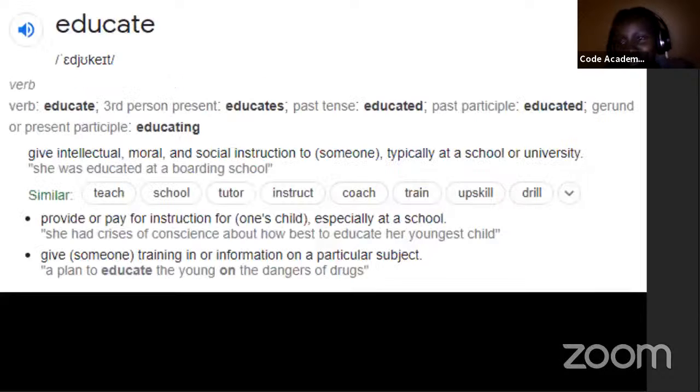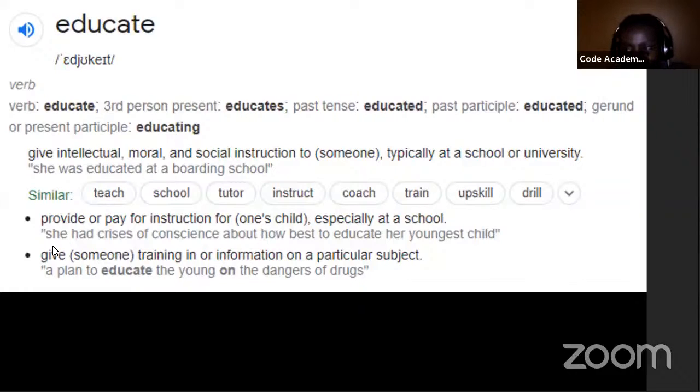So what is to educate? I thought maybe I should first explain what this means. Do you see these bullets down here? I'm just going to read here. So what is to educate? To educate is to provide or pay for instruction for someone's child, especially at school. Then the second one says, give someone training in or information on a particular subject. So this is the definition we want.